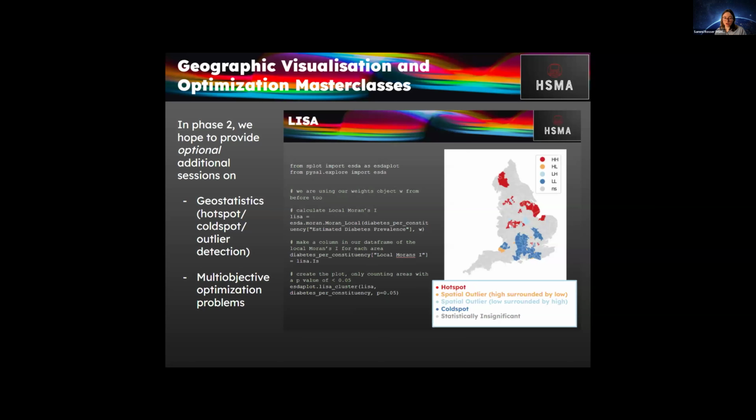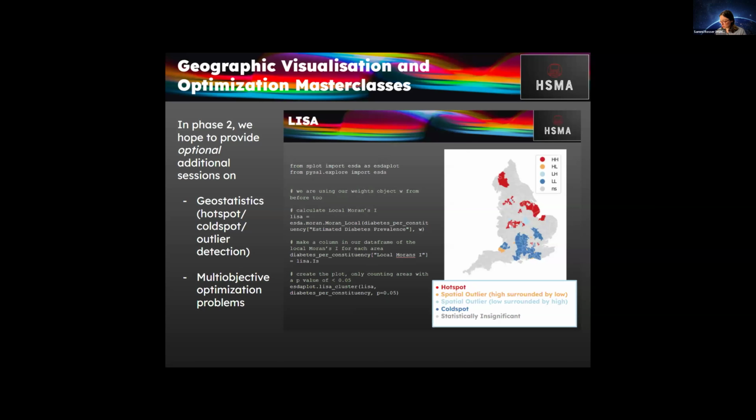We are hoping to provide additional sessions on geostatistics. This is mostly written, actually. You'll be very pleased to know I had originally planned to include it in what we've learned in these last 4 sessions. That was a little bit ambitious. But with geostatistics, we've got another 2 to 3 hours on finding hotspots, cold spots, and outliers. So we start to look at patterns at either a full UK level or a smaller level, and start to identify those areas that are unusual.